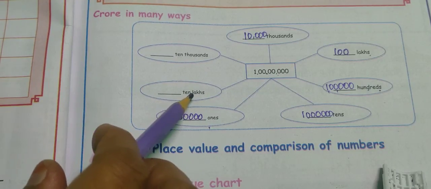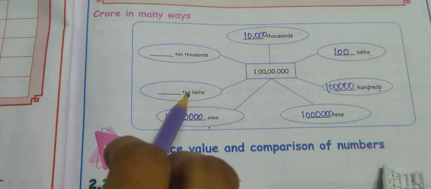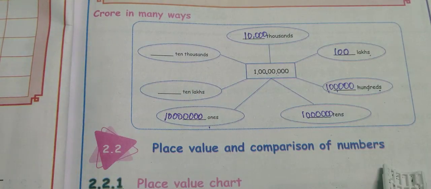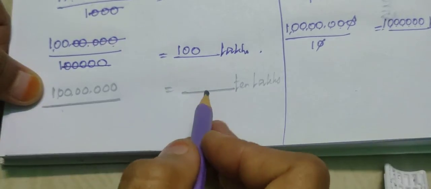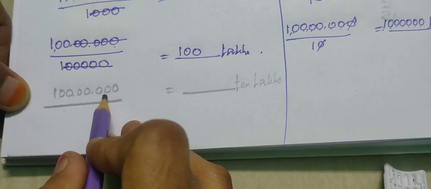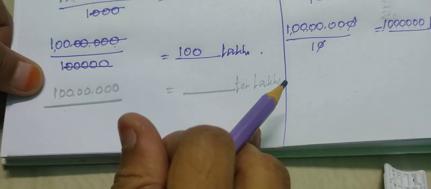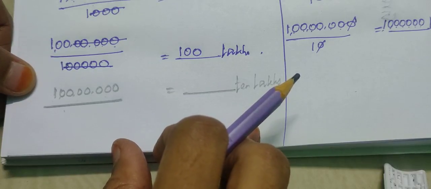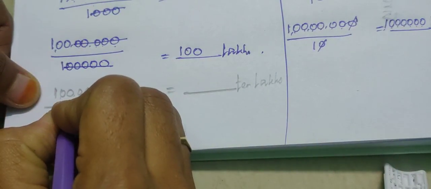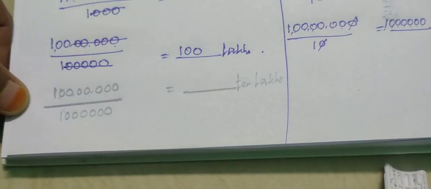And then let us find how many 10 lakhs a crore has. How will you find? We need to divide crore by 10 lakhs. Crore is the smallest 8 digit number. How many digits does 10 lakhs have? 7 digits. The smallest 7 digit number is 10 lakhs. 1, 2, 3, 4, 5, 6, 7.